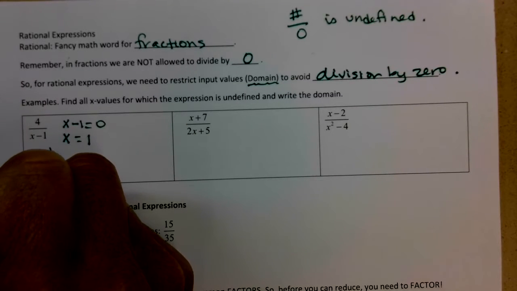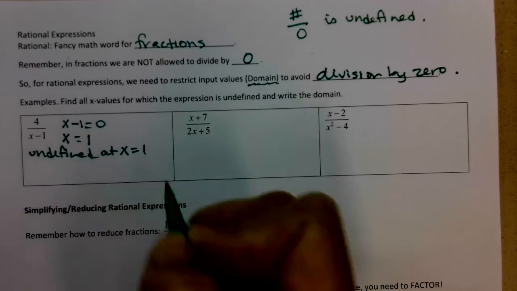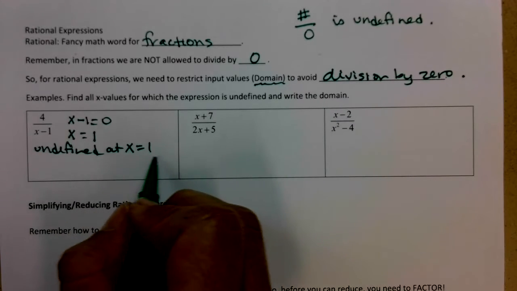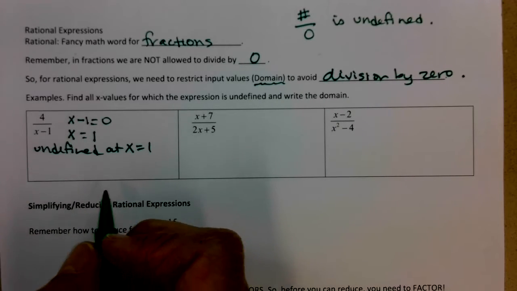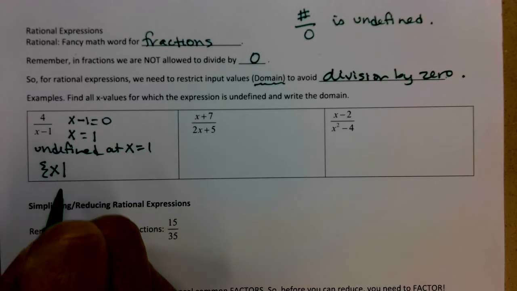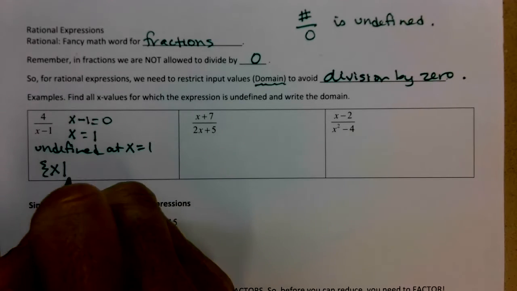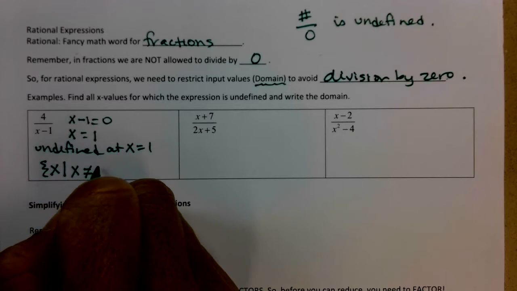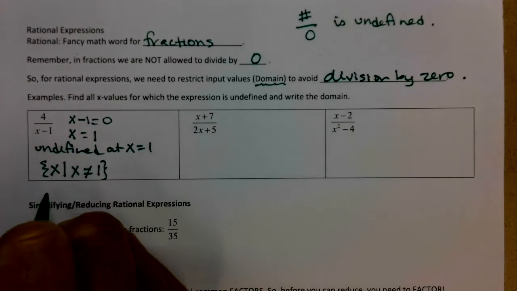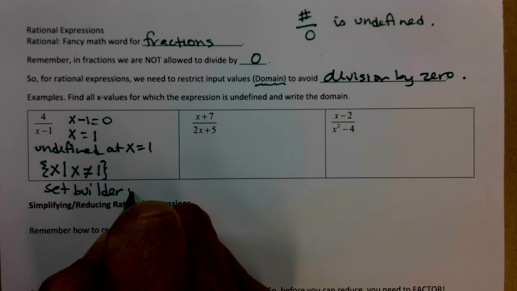So undefined at x equals 1. So then the domain, the x's you are allowed to use, are all x's that aren't 1, right? Any other number is fine. So one way we can write that is the set of all x's, and then we do this line like this, such that x is not equal to 1. This is called set builder notation.